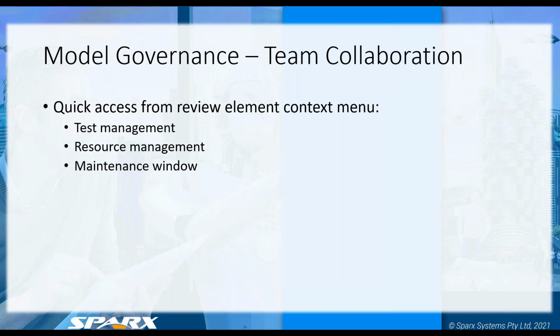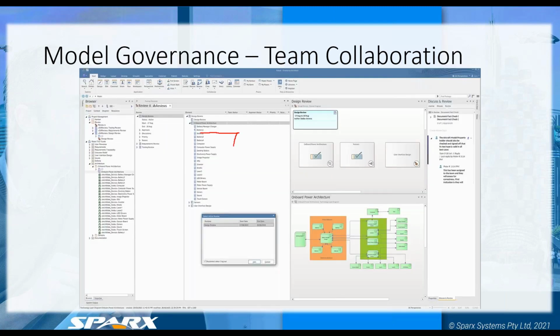So with a review, you might want to go into your tests to see who's been running tests and what the status of them are, who's been assigned to those resources to get them done, the elements to get them done, and then the maintenance window also to check what's happening there. And that's just right clicking on one of these guys, getting the context menu out, and there's new items in this thing here.